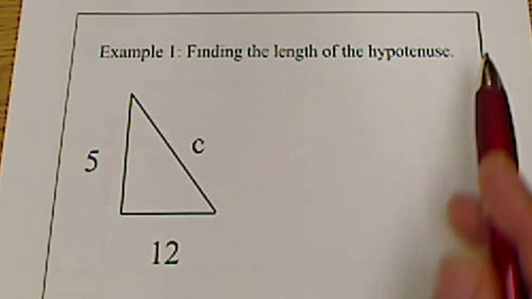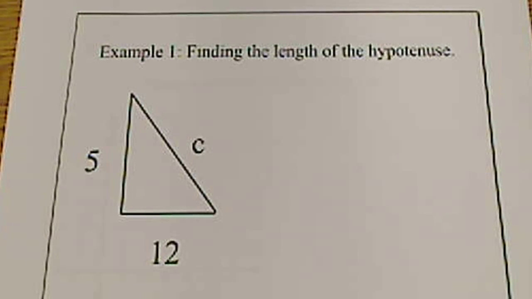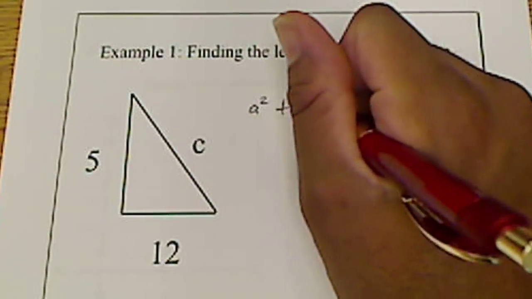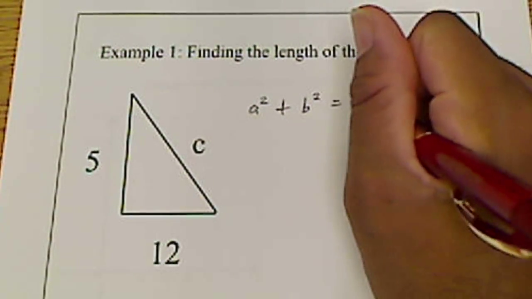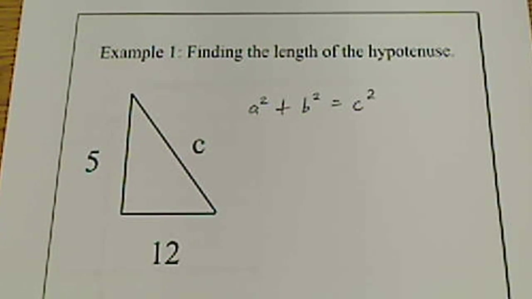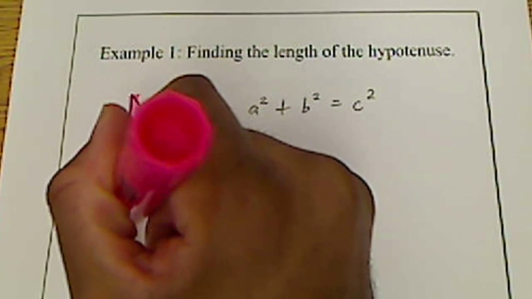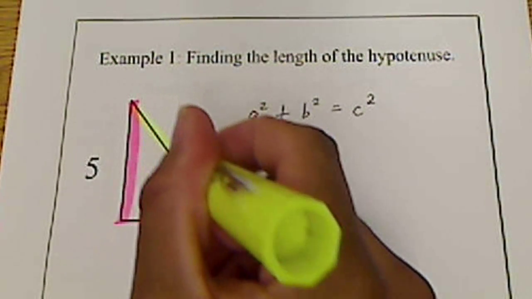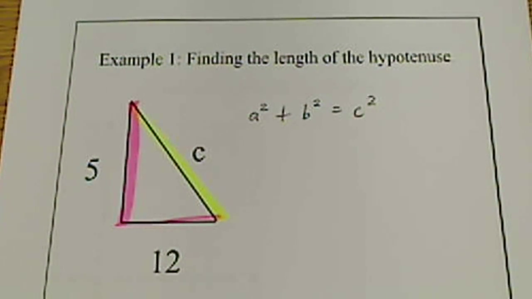Alright, so this right here is asking us to find the length of the hypotenuse. Okay, first thing, always write out the formula. The formula for the Pythagorean theorem is A squared plus B squared equals C squared. And let's highlight our legs, okay? So here go my legs right here, okay? And here goes my hypotenuse, so I can know where everything goes.